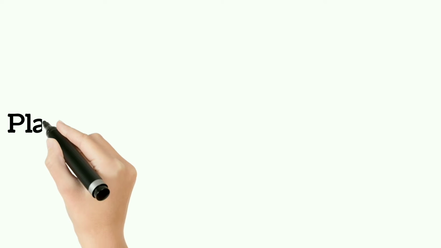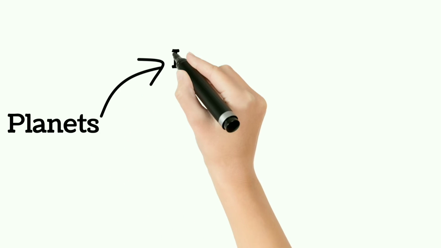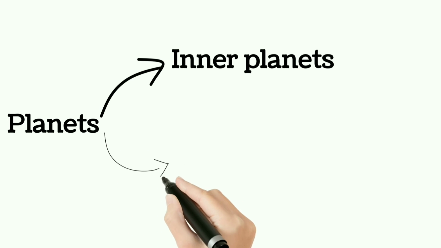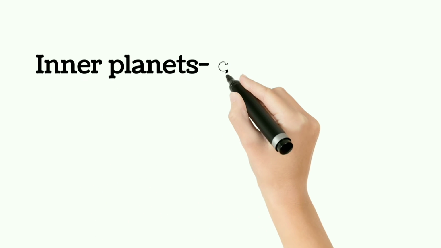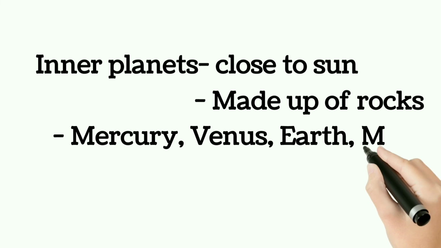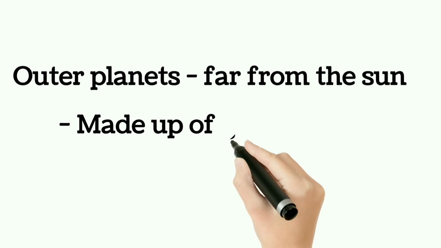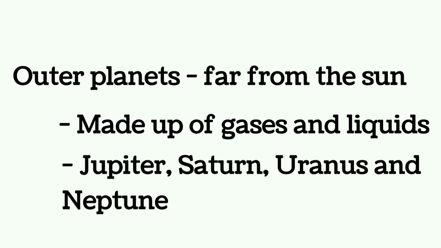Again, these planets are classified into two: inner planets and outer planets. Inner planets are very close to the sun, and they are made up of gases. Sorry, they are made up of rocks. And these inner planets include Mercury, Venus, Earth and Mars. Whereas outer planets are very far from the sun, and they are made up of gases and liquids. These outer planets include Jupiter, Saturn, Uranus and Neptune, and they are also called gaseous planets.